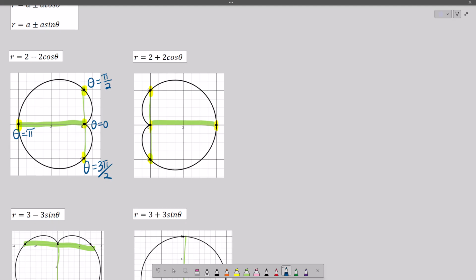So let's try it over here. When theta is 0, cosine of 0 is 1, 2 plus 2 is 4. So when theta is 0, we're going to be 4 units in the 0 direction, 4 units from the origin. When we rotate to pi over 2, cosine of pi over 2 is 0. So we get 2 plus 0, which is 2. So in the pi over 2 direction, we are going to go 2 units away from the origin.